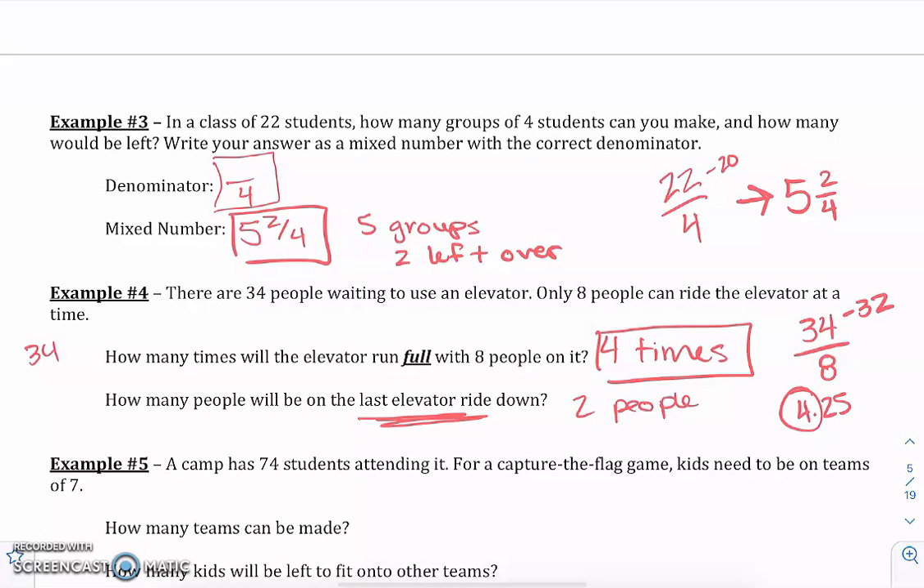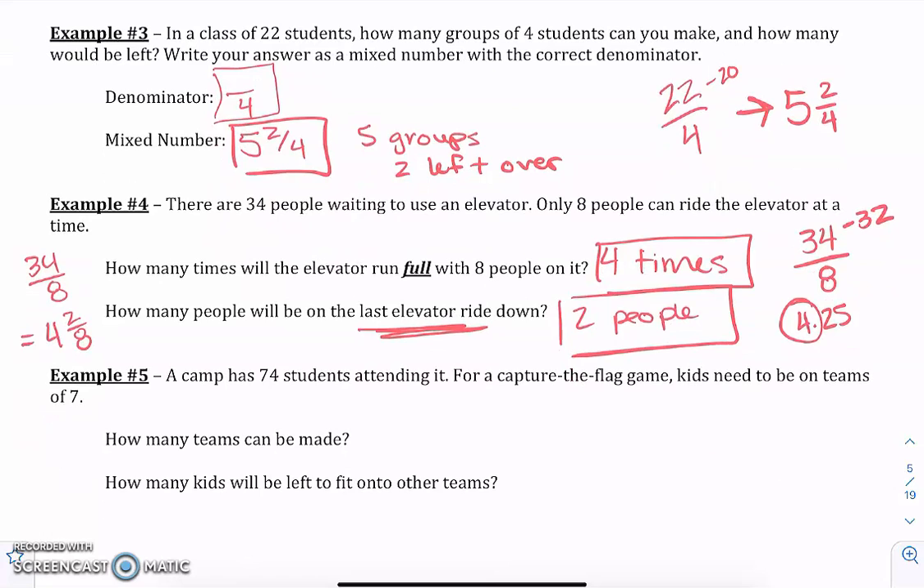34 eighths would turn into 4 and 2 eighths. So that 2 is the remainder. That's what's left. Those would be the people left for the last elevator ride.